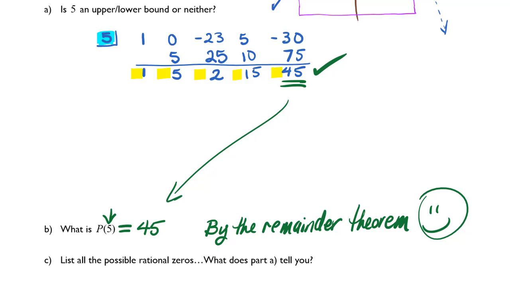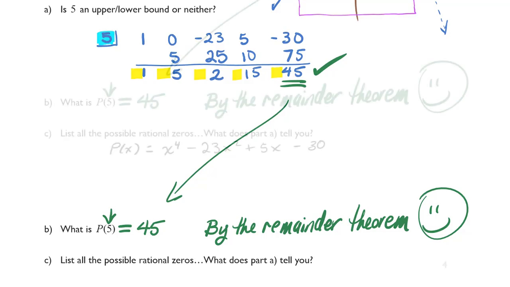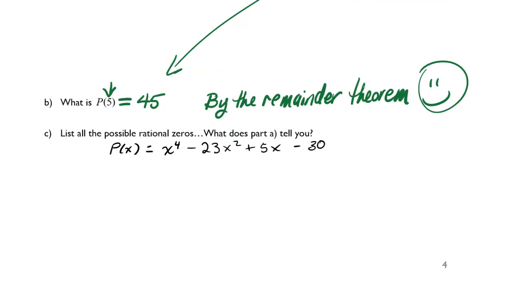Now let's move on to all the possible rational zeros. In part C, we're asked to list all the possible rational zeros, and then we need to discuss what part A tells us. So again, p over q is our formal process for identifying all the possible rational zeros. Let's list all the factors of 30. And remember, since they're all going to be over 1, I'm just going to list the whole numbers.